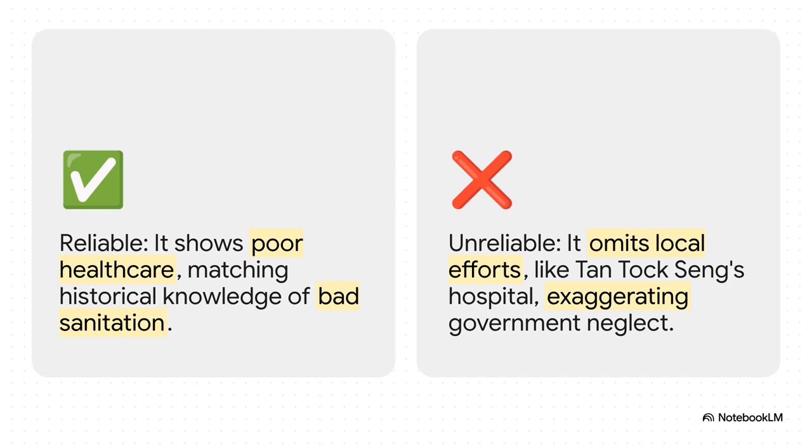So let's pretend we have a source about healthcare. On the one hand, it could be reliable if it talks about poor healthcare and high death rates, because that matches what we know about bad sanitation back then. But it might be unreliable if it completely leaves out local efforts, like how Tan Tock Seng funded a hospital. By leaving that out, it makes the government's neglect seem even worse than it was. A top-level answer always shows both sides.